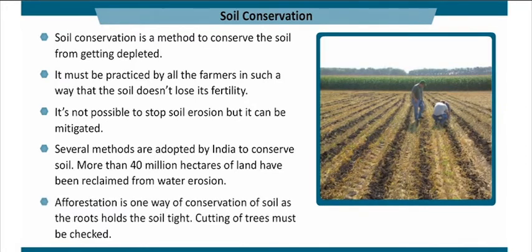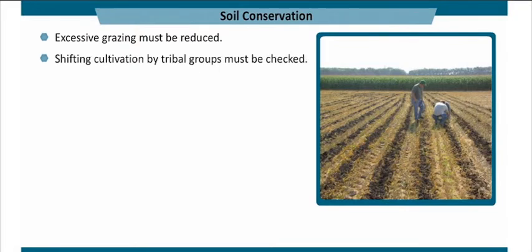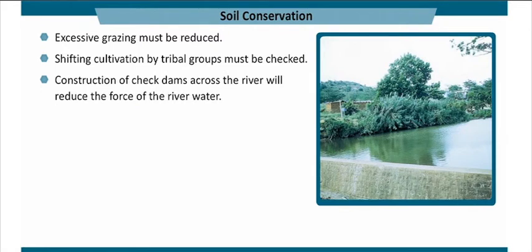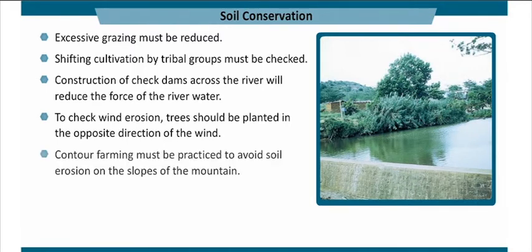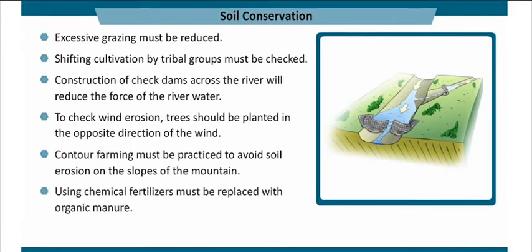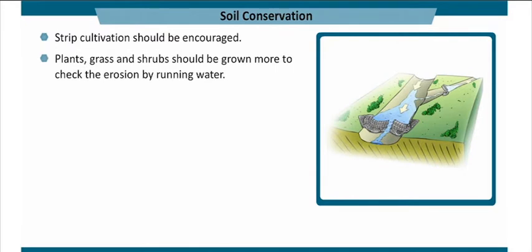Afforestation is one way of conserving soil, as the roots hold the soil tight. Cutting of trees must be checked. Excessive grazing must be reduced. Shifting cultivation by tribal groups must be checked. Construction of check dams across rivers will reduce the force of the river water. To check wind erosion, trees should be planted in the opposite direction of the wind. Contour farming must be practiced to avoid soil erosion on the slopes of mountains. Chemical fertilizers must be replaced with organic manure. Strip cultivation should be encouraged. Plants, grass and shrubs should be grown more to check erosion by running water.